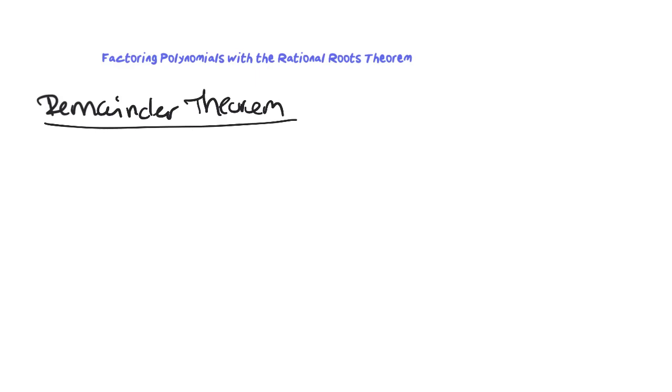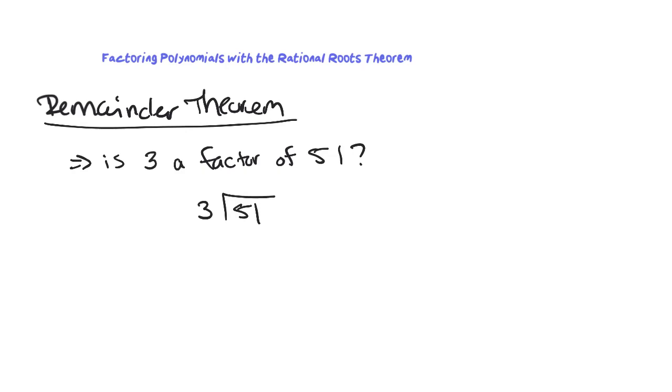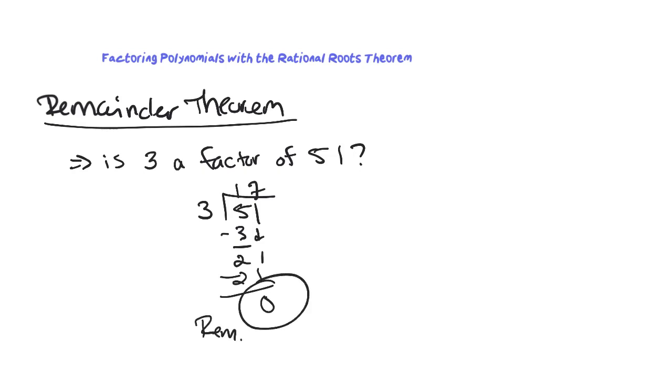So for starters, if you wanted to answer the question, is 3 a factor of 51? Probably what you would do is divide. 3 goes into 51. And I'll do the division really quickly. So 3 goes into 5 one time. 1 times 3 is 3. Subtract and get a 2. Bring down the 1. 3 goes into 21 7 times. 7 times 3 is 21. And when we subtract, we get a remainder of 0.